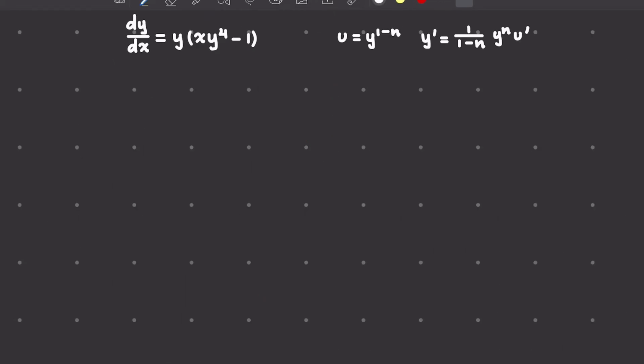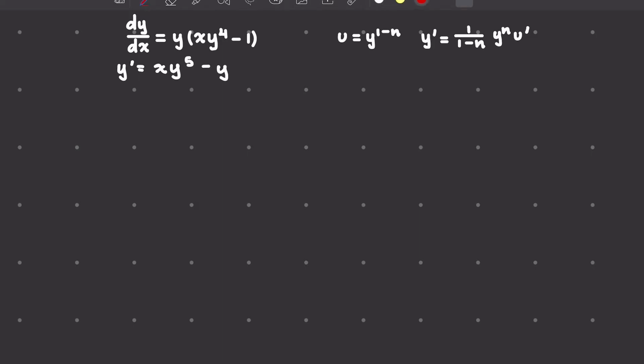And so this is our example 2 for today's Bernoulli equation. We've got here dy over dx, or y prime, equals y times (x y to the fourth minus 1). I would like to rewrite this differential equation by distributing this y inside the parentheses, multiplying everything by y. So this will give us y prime equals x times y to the fifth minus y.